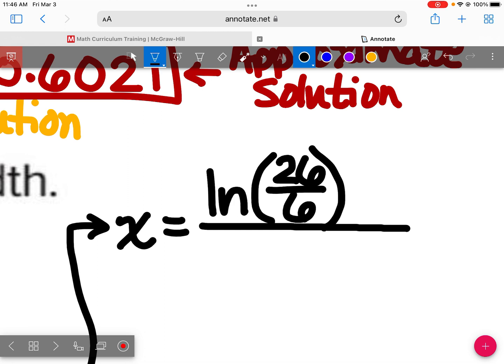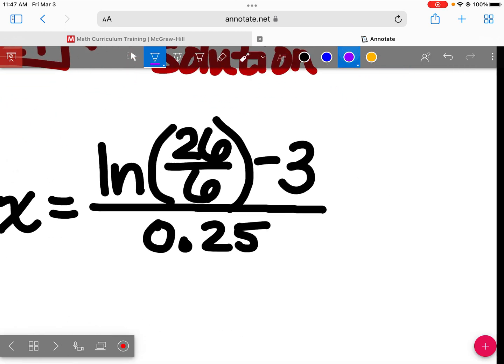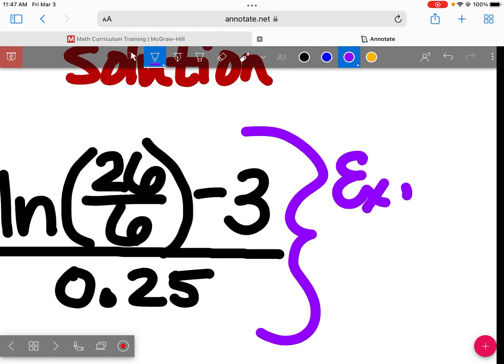What do I put in the calculator after this? Over 2. Yeah, we're missing something else in the top. Minus 3. Minus 3 over 0.25. Make sure you do minus 3 and not negative 3. That is a different meaning. This is my exact solution.